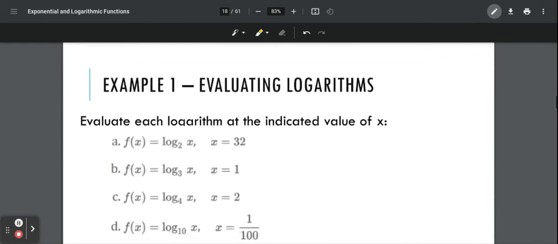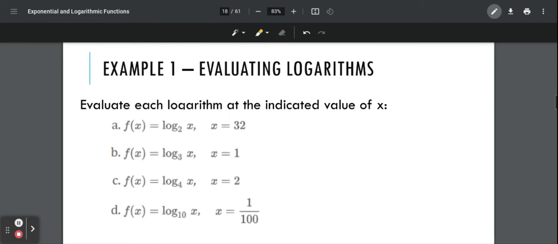So let's work on doing that in this next example. If we have to evaluate when x is 32, so if we said that y equals the log base 2 of 32, substituting 32 in for x, if we were to put this into exponential form, we would say the base, which is 2, raised to the y equals 32. And so then you'd have to think, 2 to what power is 32? And we would get that y would equal 5.